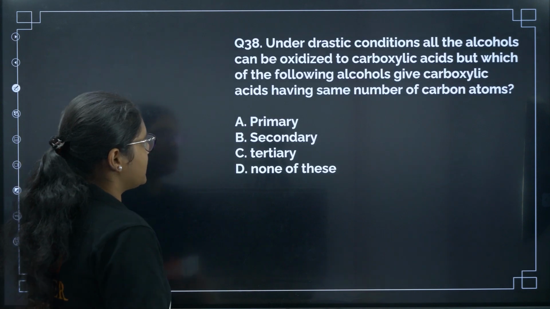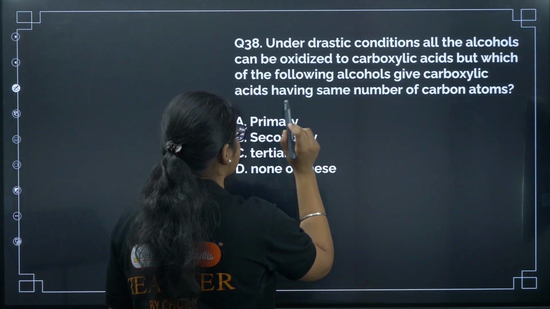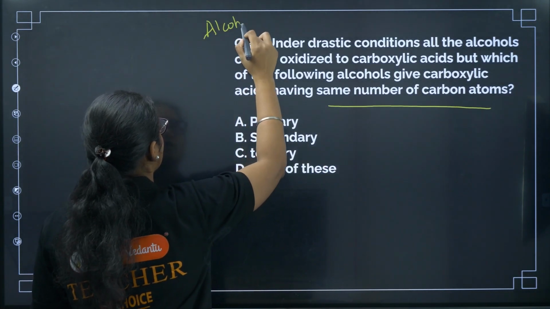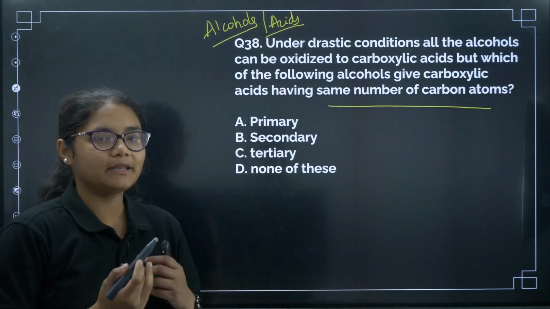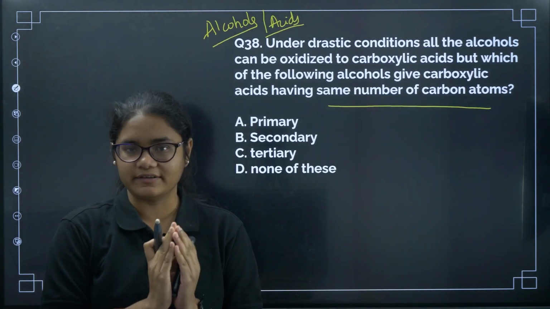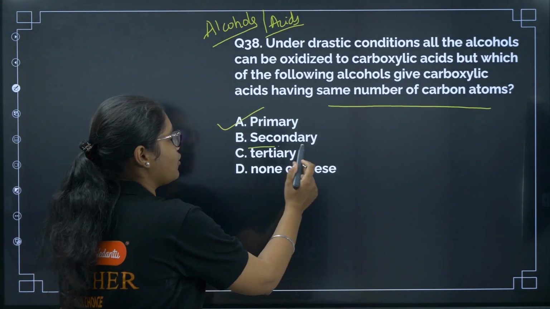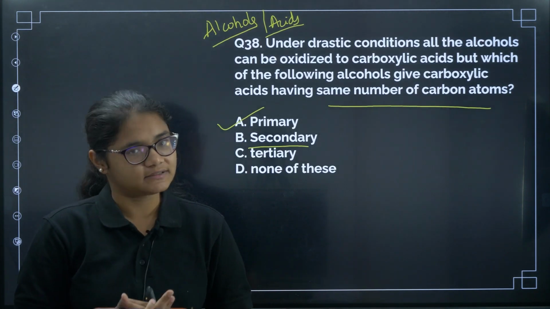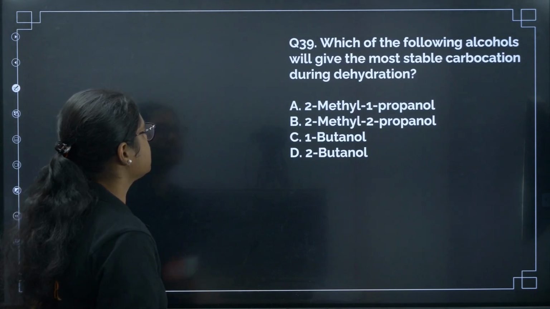Next, under drastic conditions, all the alcohols can be oxidized to carboxylic acid, but which of the following alcohols give carboxylic acid having the same number of carbon atoms? So this question is from your alcohols, or it can also be from the acids. If you know, primary alcohol will always give you an acid with the same number of carbons. There is no C-C bond cleavage. So the correct answer for this question will be option number A. Secondary alcohol will first give you ketone, and if you further oxidize it, it will give you acids, but the number of carbons will decrease. Tertiary is also the same. So the correct answer here is primary. Okay, easy question.